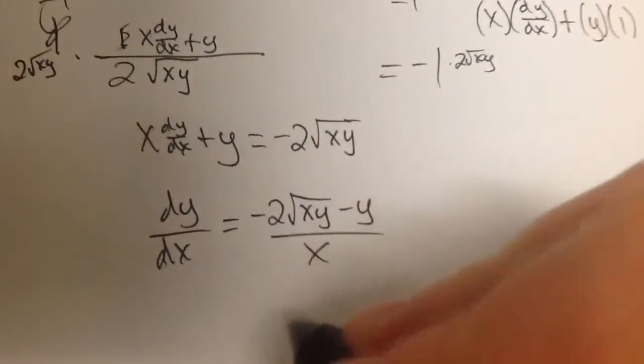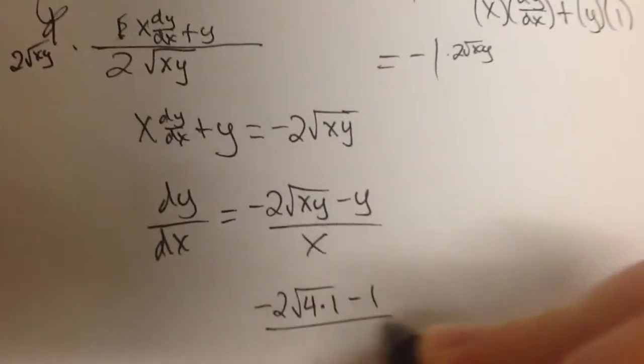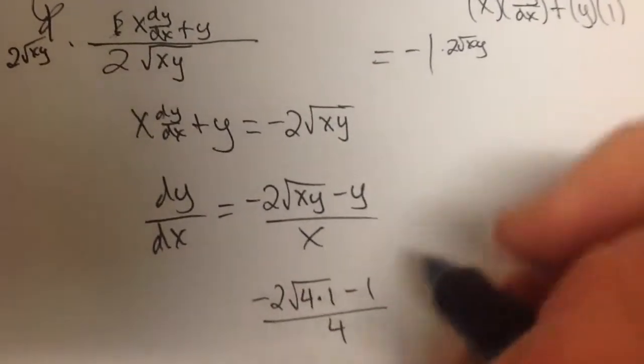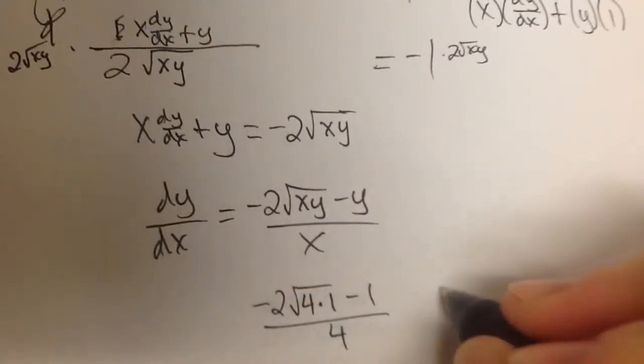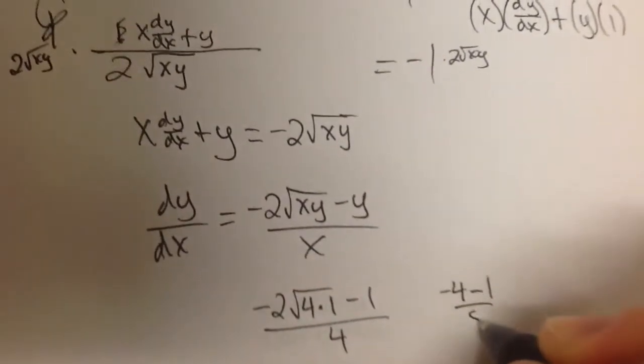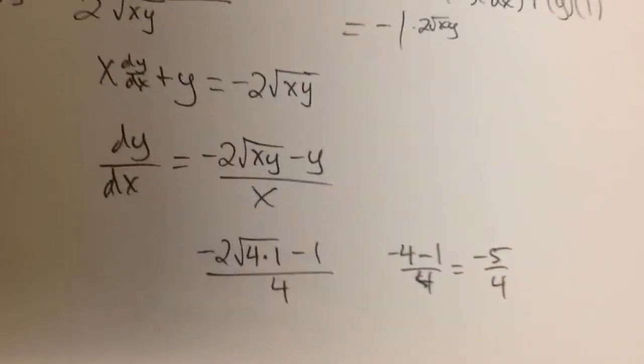I think it was 4, 1. So negative 2, x is 4, y is 1. 4 times 1 is 4. Square root of 4 is 2. 2 times negative 2 is negative 4. So I get negative 5 fourths.